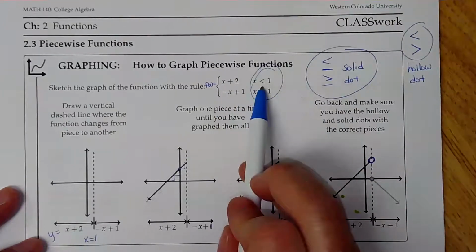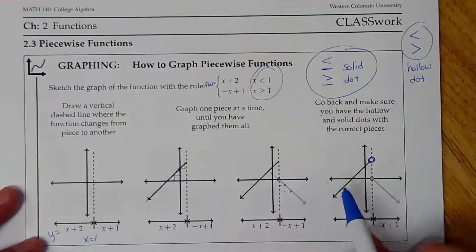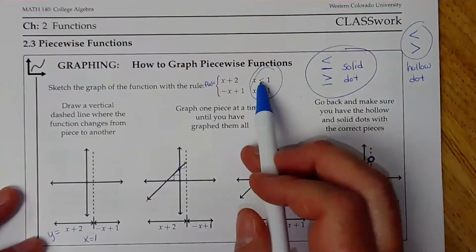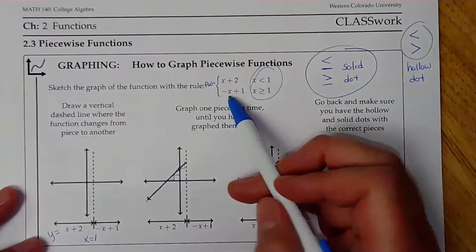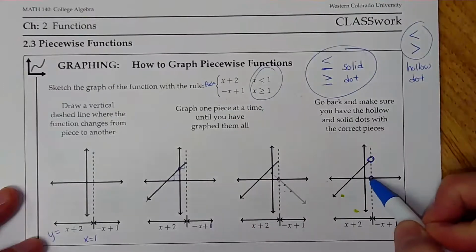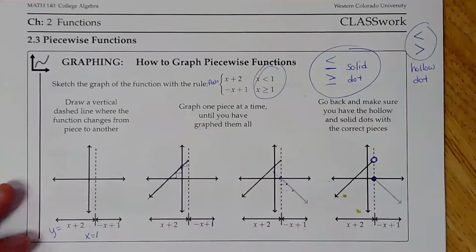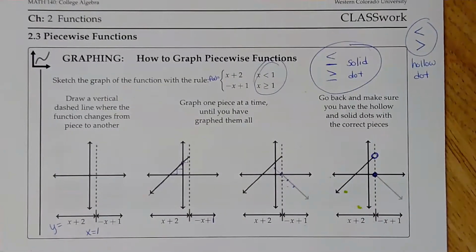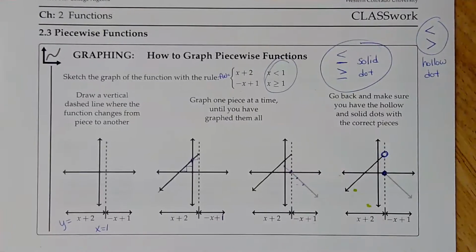So this first part, this function that came from this left-hand side, gets a hollow dot because it doesn't have an equal to sign on here. And the one on the right-hand side does have an equal to sign, so it gets the solid dot. All right, so that is just a brief look into how we're going to do that. Come back to the next video and we will work on one together.